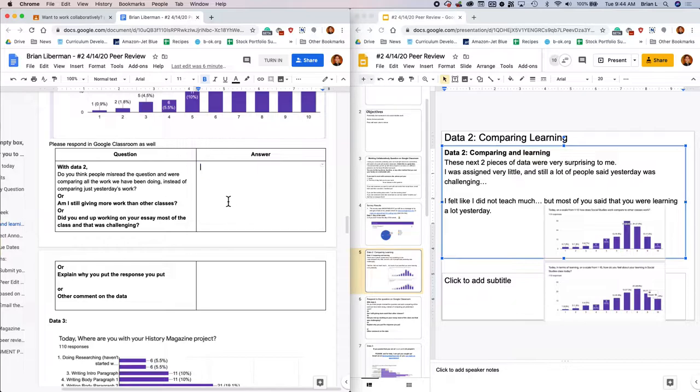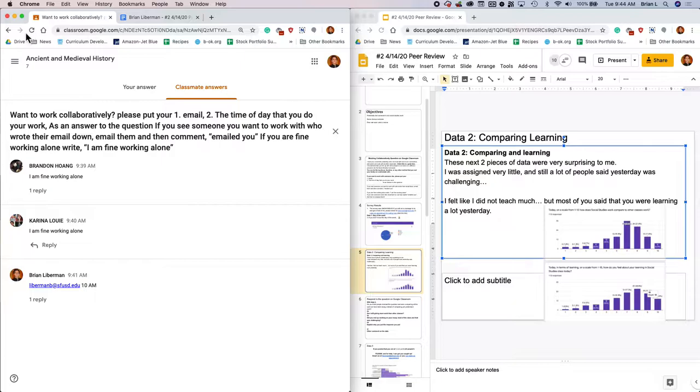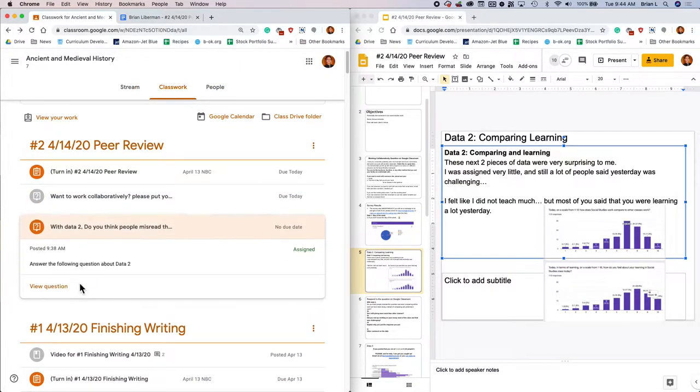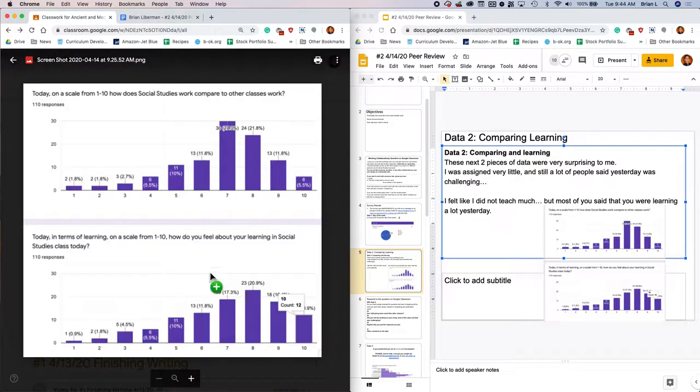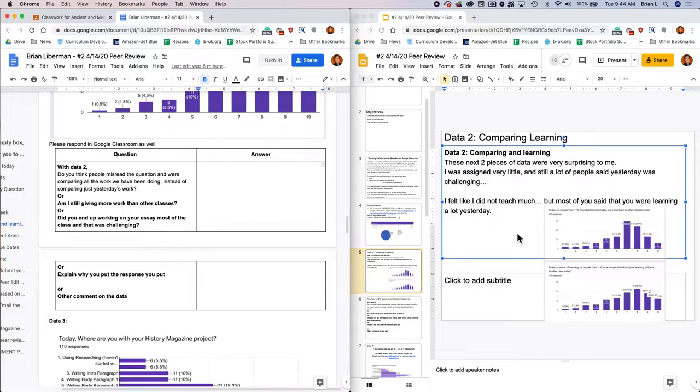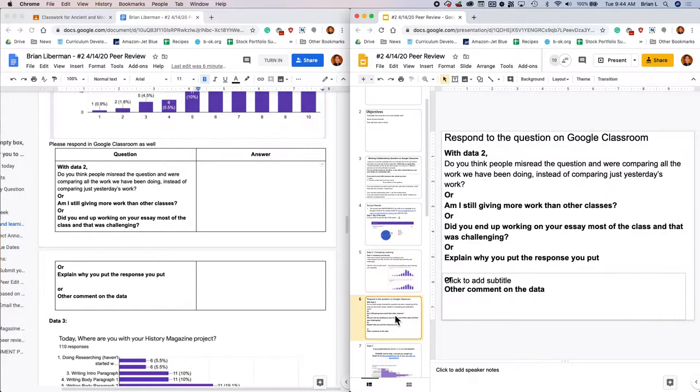Or if you're like, oh, you know what, I just worked on the essay a lot yesterday and that took up a lot of my time, that's totally reasonable. Yesterday was an essay working day, so it makes a lot of sense, alrighty? Go ahead and post your response back here in Google Classroom, right? It's with data two, all right? Answer the following question about data two. And I also have the picture there if you need to see it again. Alrighty, so post your response here for that question. Feel free to pause and come back, alrighty?